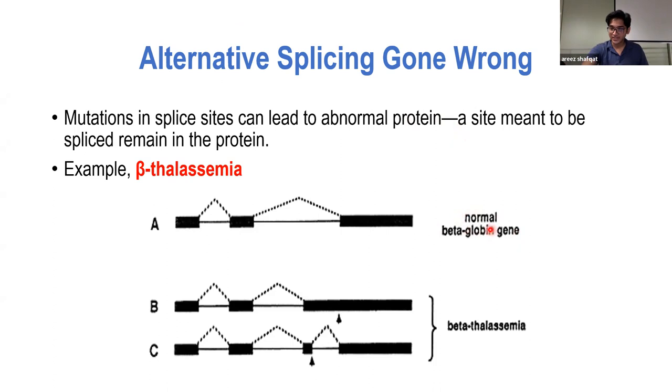So what they've noticed here is that in beta thalassemia, this is the normal beta globin gene. It's composed of an exon here, and a large exon here. The introns are in the middle, right? But these are abnormal beta thalassemia globin chains. You see, this region is a lot longer than this region. That means this region didn't get spliced out. So there was a mutation in the beta globin gene, which allowed this region to stay on. And that resulted in the production of an abnormal beta globin, which made hemoglobin abnormal as well.